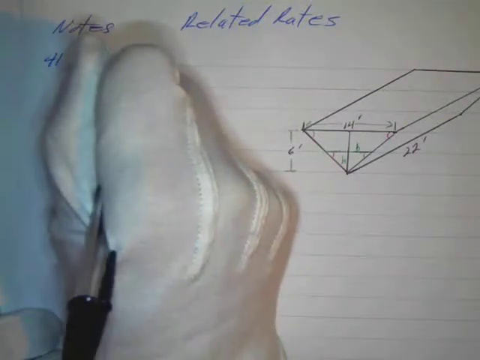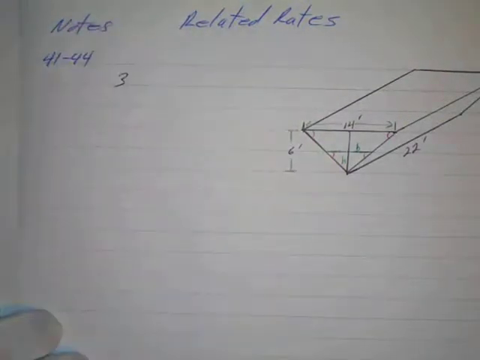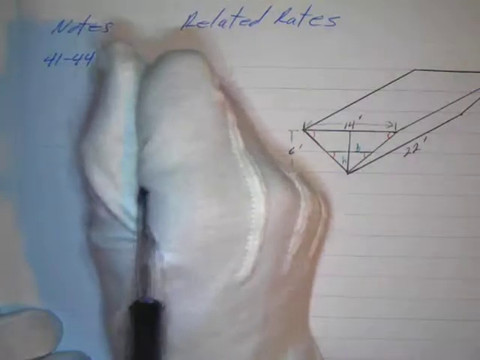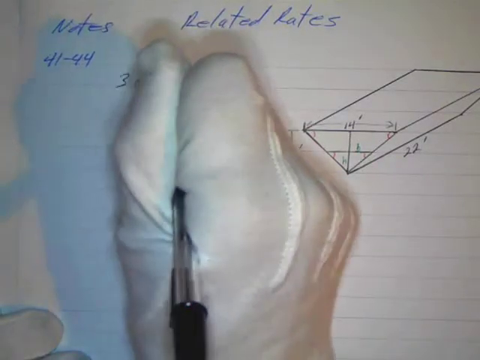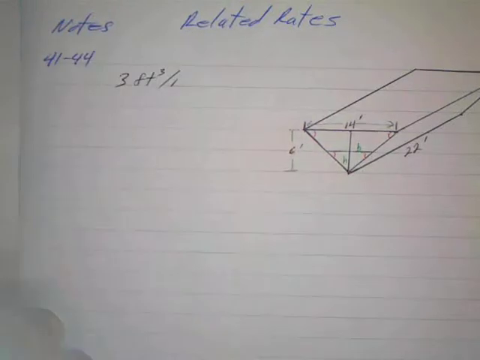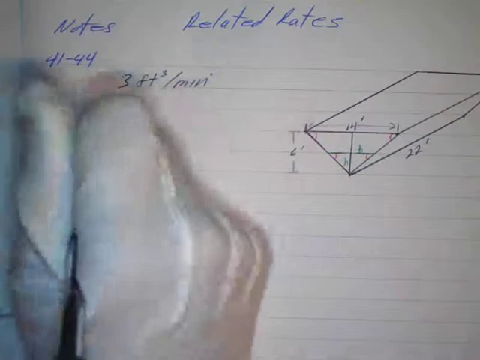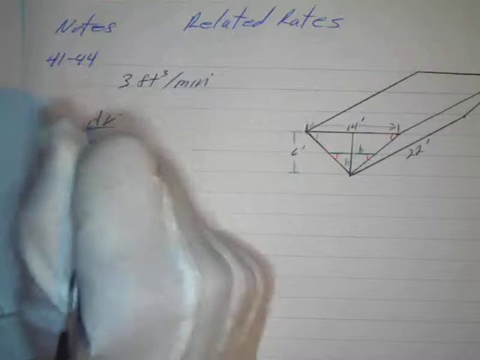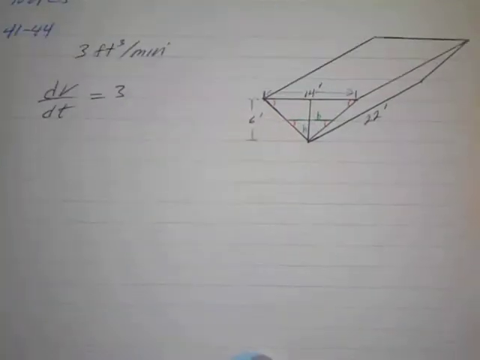It says water is going into it. So we've got 3 cubic feet. Oh, this is cubic feet, the other one was meters. This is feet cubed per minute. Yes, it's minute. So that would be my dV/dt. This is volume, so it's per minute, a rate of change. So dV/dt equals 3, and we're dealing in cubic feet now.